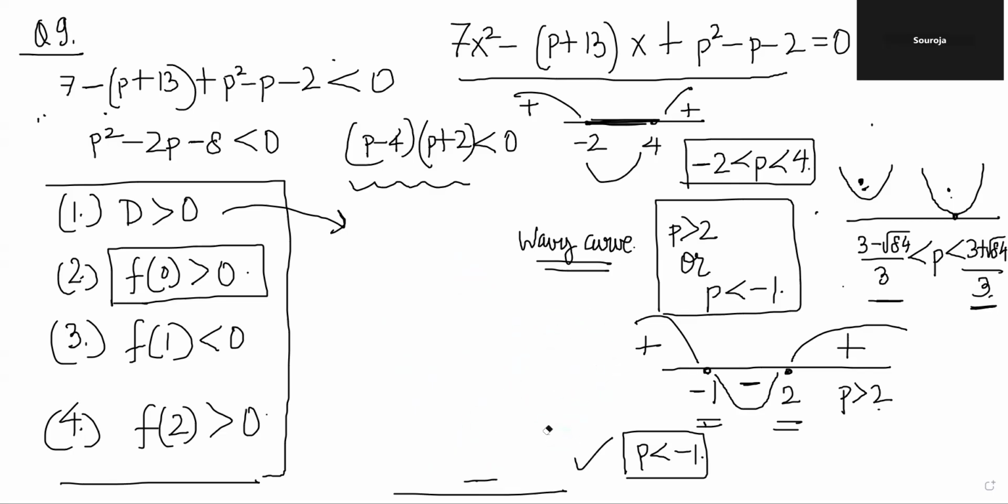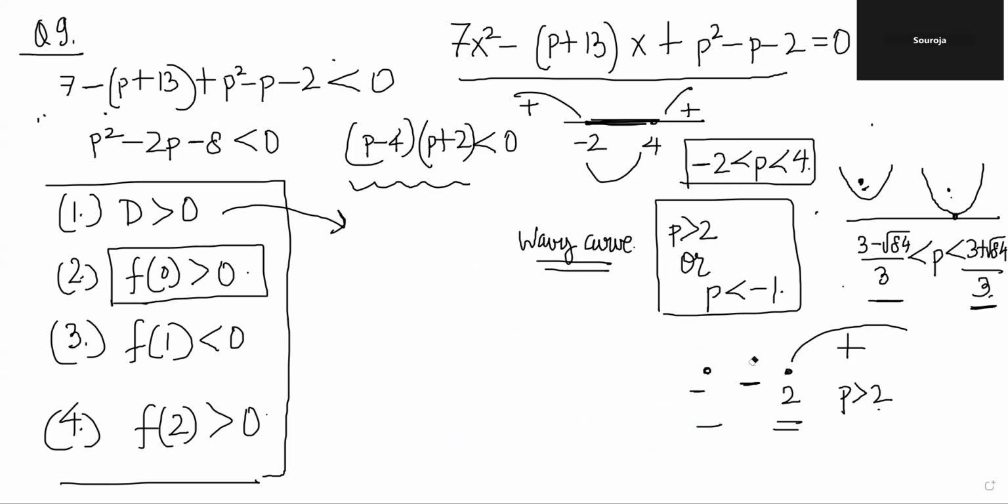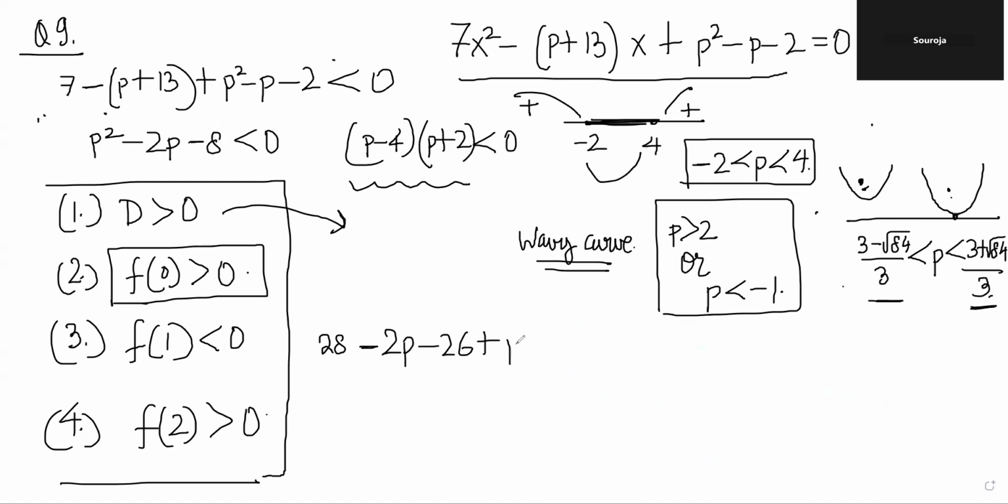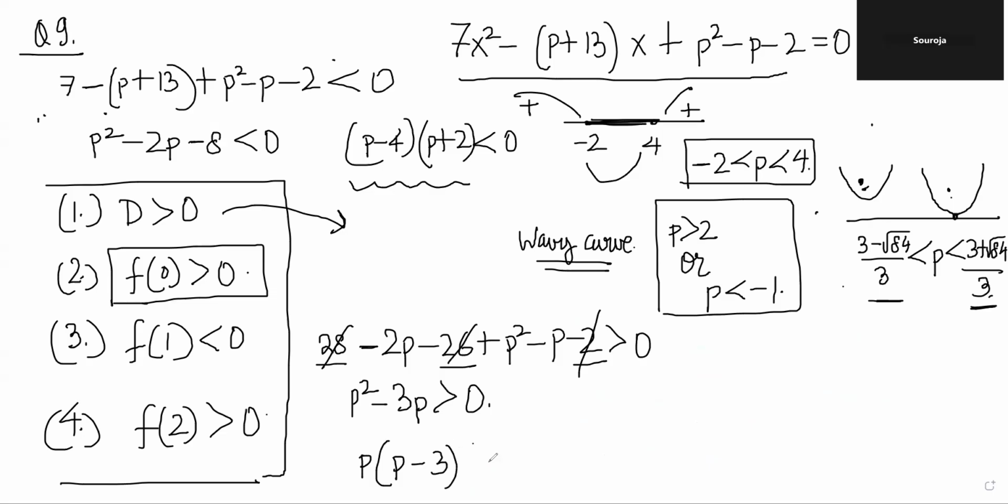Which is 28 minus 2 bracket p plus 13 plus p square minus p minus 2. So 28 minus 2p minus 26 plus p square minus p minus 2 is greater than 0. So we are getting p square minus 3p, and plus 2 and minus 2 get cancelled, is greater than 0, right? So p is outside and p minus 3. So p is less than 0 and p is greater than 3.